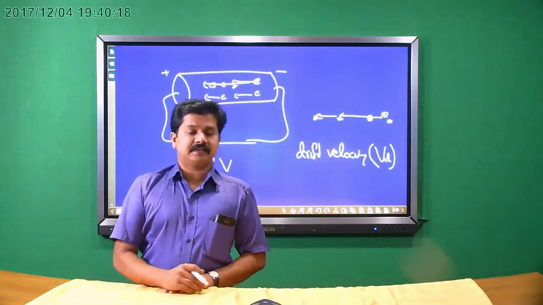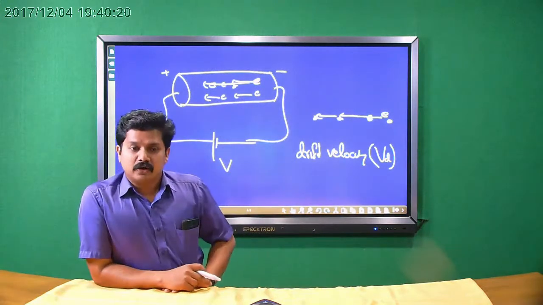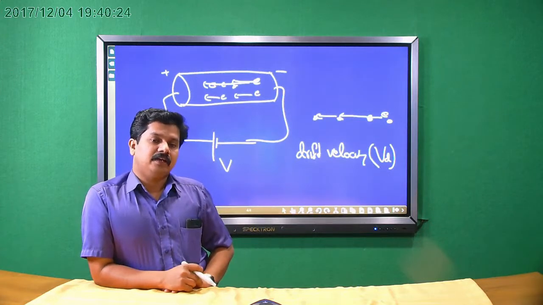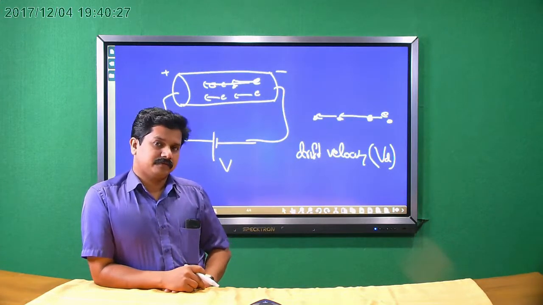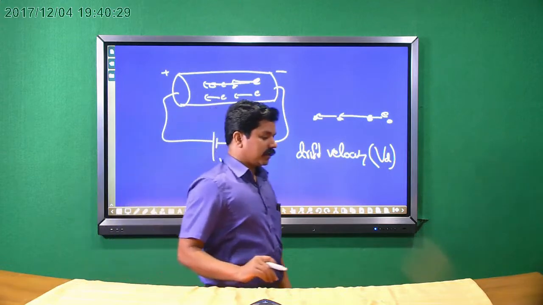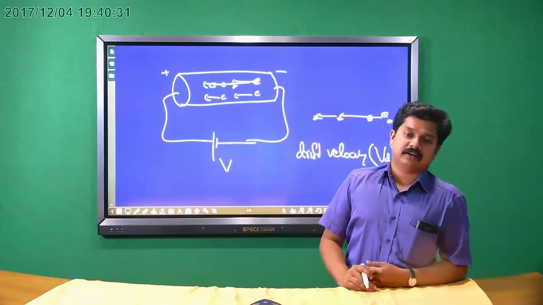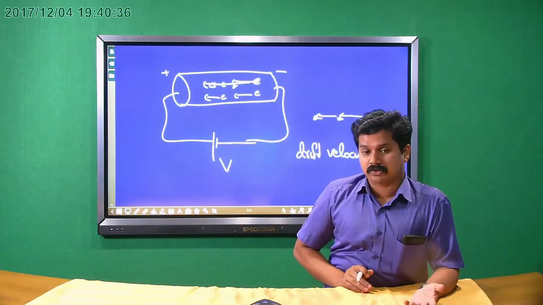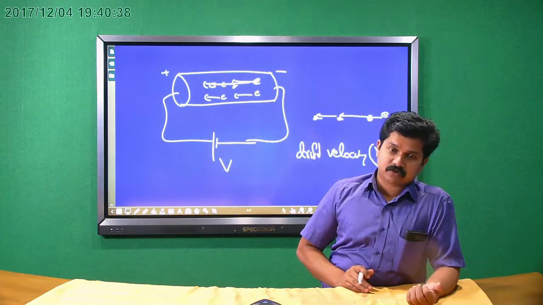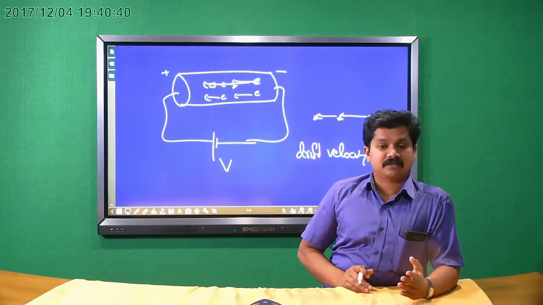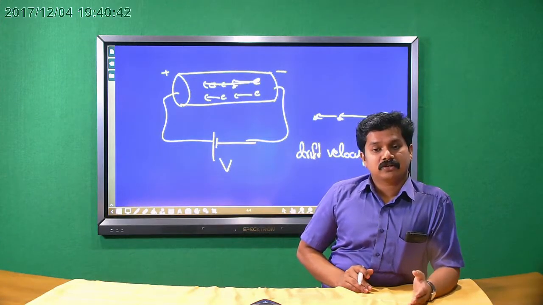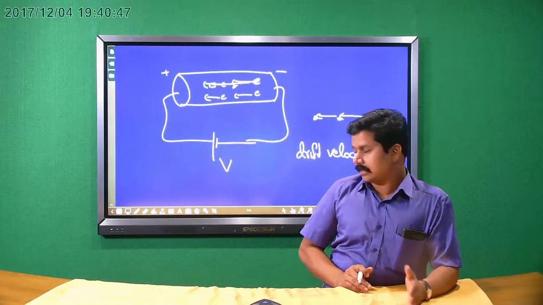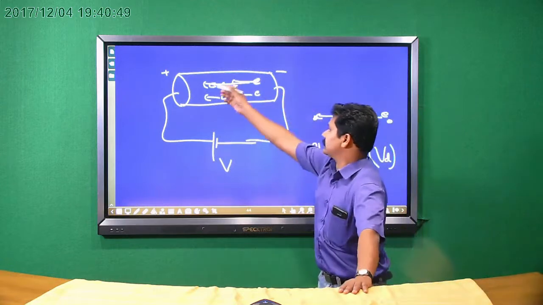So the drift velocity is the average velocity with which an electron in a conductor gets drifted in the presence of an electric field. The electron's motion will be in the opposite direction of the electric field. In the absence of the electric field, these electrons are in random motion, and that speed is called thermal speed or thermal velocity. But in the presence of an electric field, these electrons will get drifted in the opposite direction of the electric field, and that motion will be only in one direction.